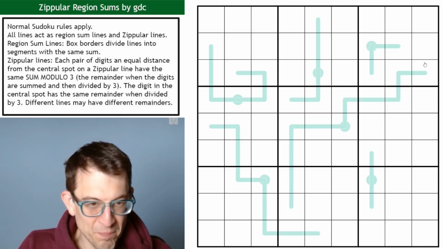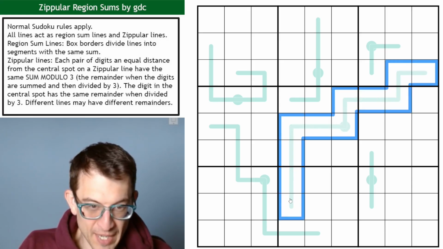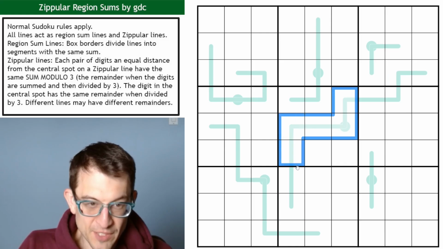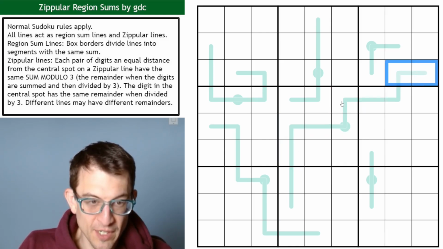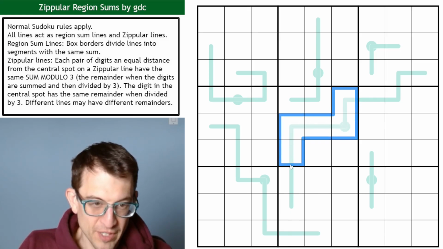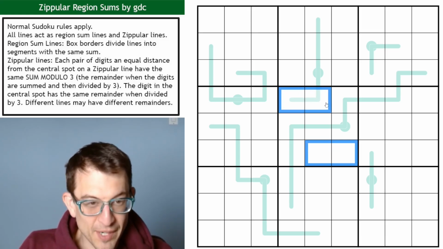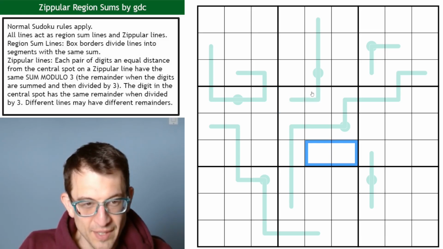But let's get started. Because of the region sum nature of these lines, I'm immediately drawn to this really big line. These 5 digits here have to be at least 15, but because there's only 2 digits here, they're at most 17. And so I can't have a digit more than 7 on the line in box 5. So that means 8 and 9 are going to be in these sections. They're not in the middle.